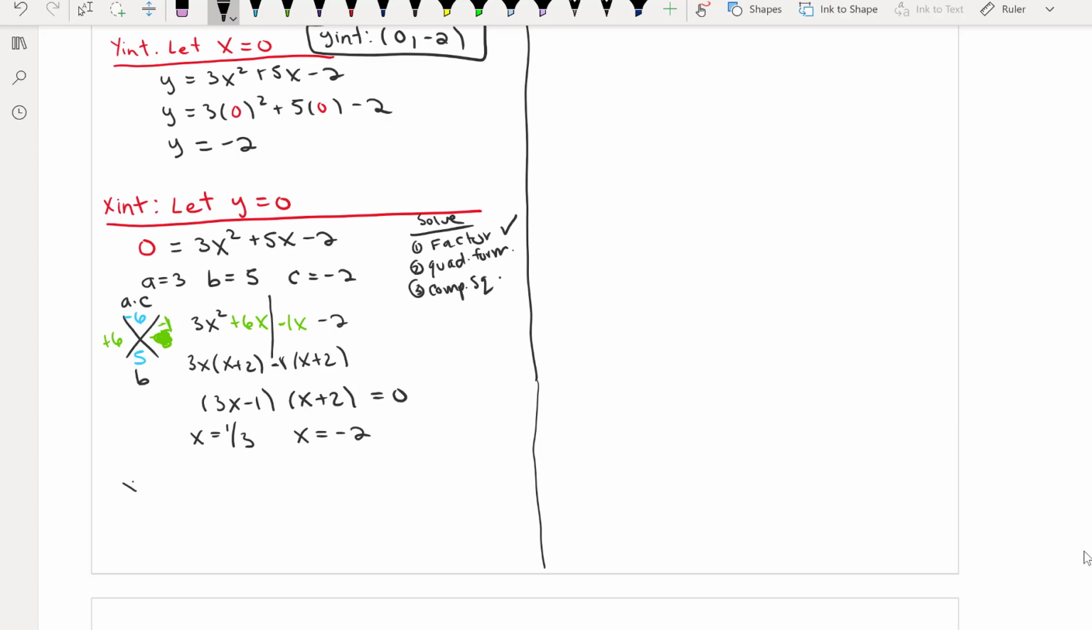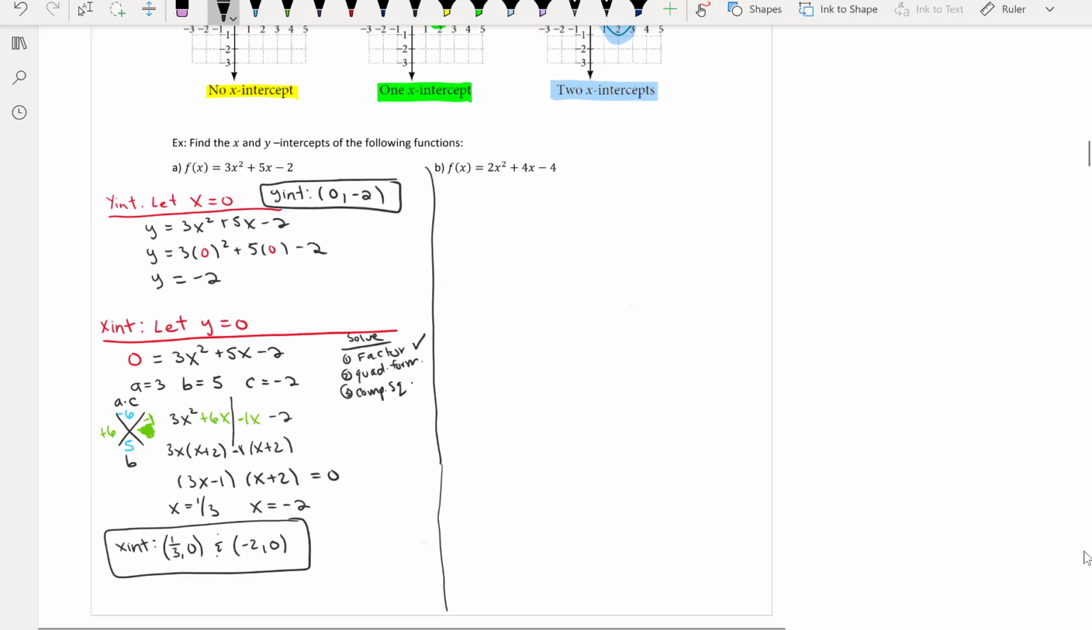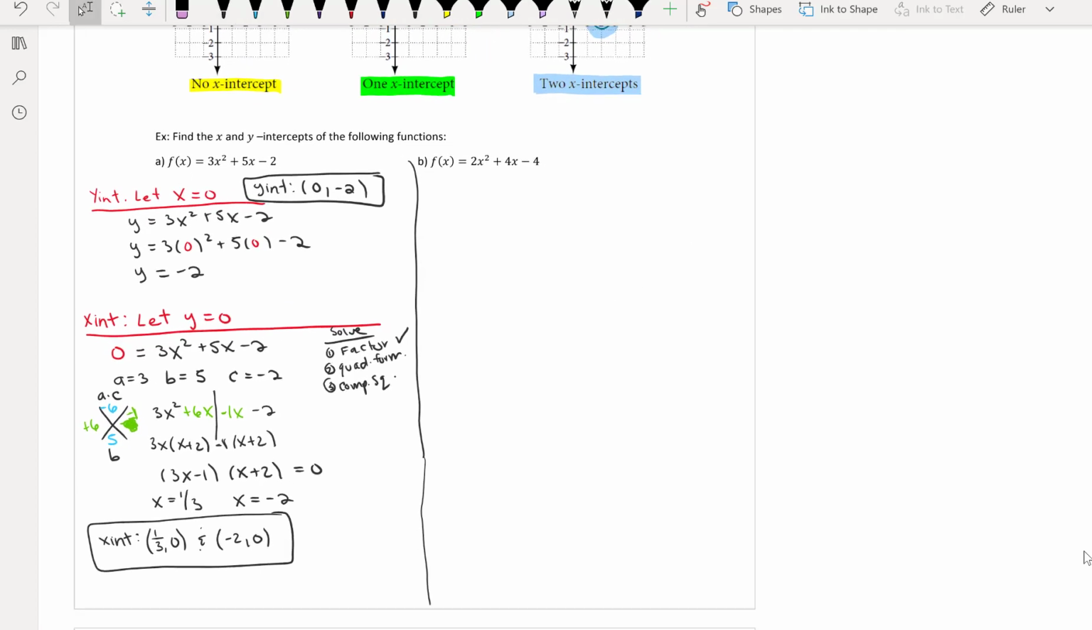So for the x-intercepts, remember I have to rewrite them as ordered pairs, so it's 1/3, comma 0, and -2, comma 0. So those are going to be my x-intercepts. So you have to make sure that you write them as ordered pairs. Okay, well, I'm going to go on to part B now.